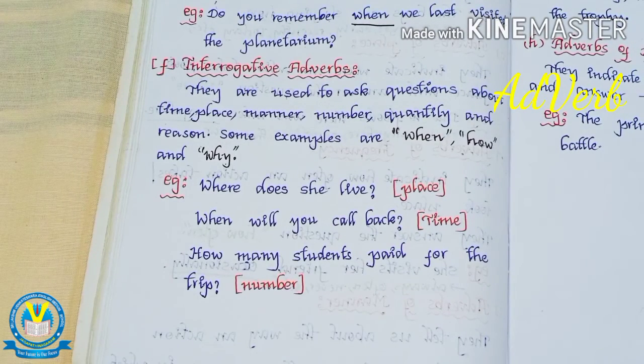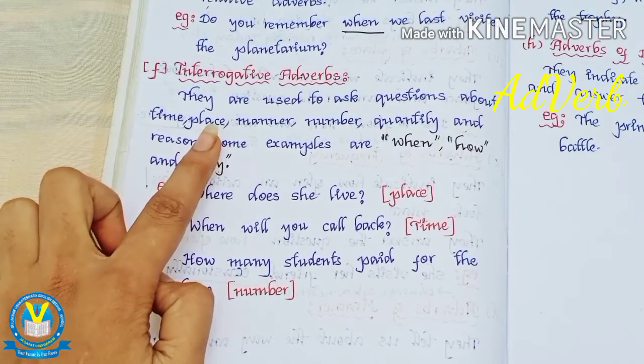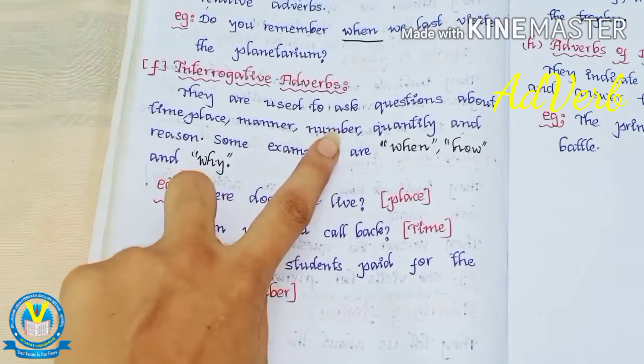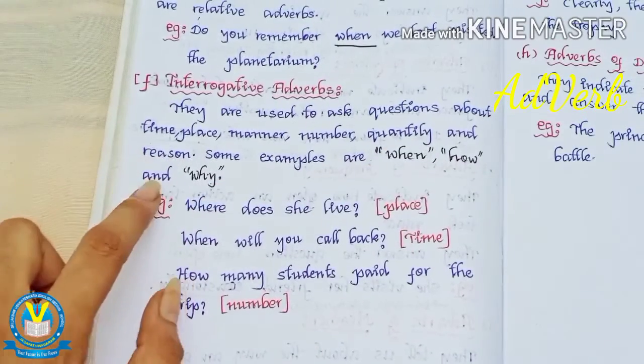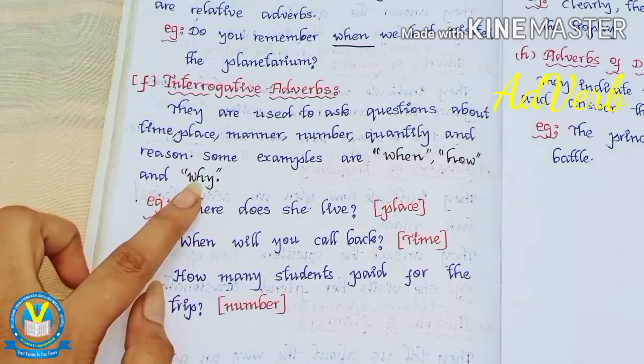They are used to ask questions about time, place, manner, number, quantity and reason. Children, interrogative adverbs. The name itself says interrogation, in the sense of questioning. It's a questionnaire. Clear, children? And these are used to ask questions about time, place, manner, number, quantity and reason. Some examples we have are when, how and why.